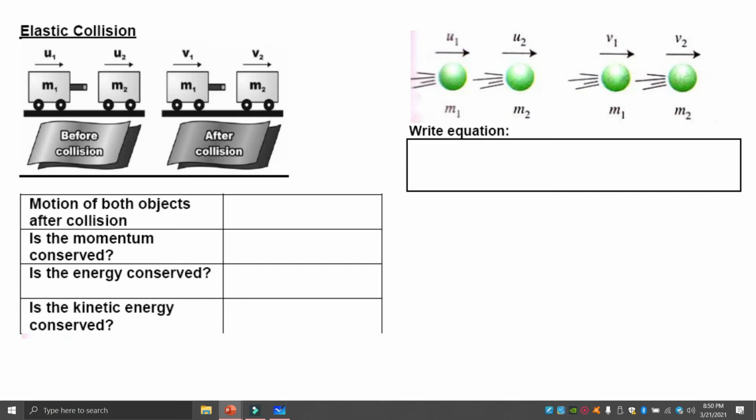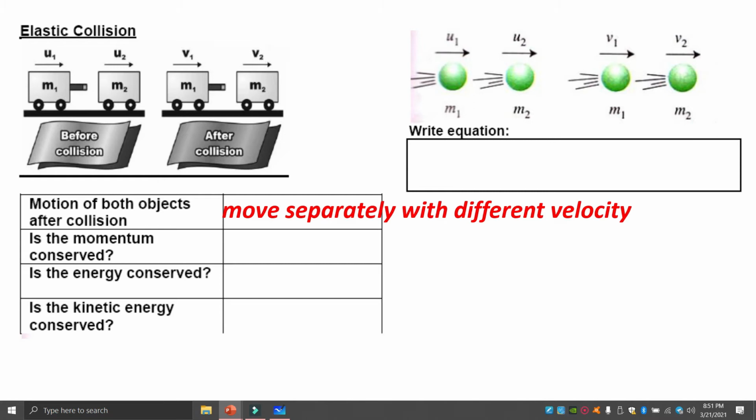So let's say it hits, and then it will move in separate ways, or it moves in the same direction but they are not stuck together. That we call an elastic collision. As for the motion of both objects after collision, in an elastic collision they move separately with different velocities. Is the momentum conserved? Yes, we already proved that just now by using the ball and the coin. Is the energy conserved?